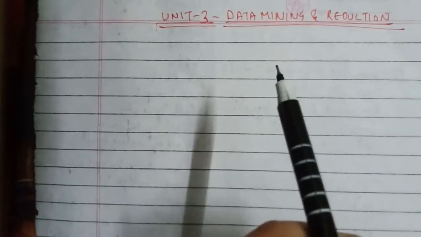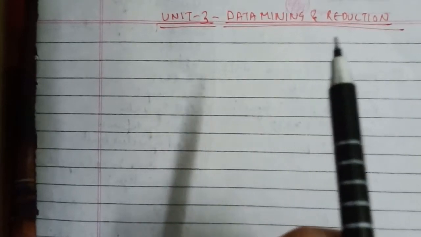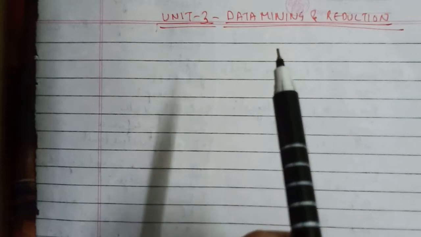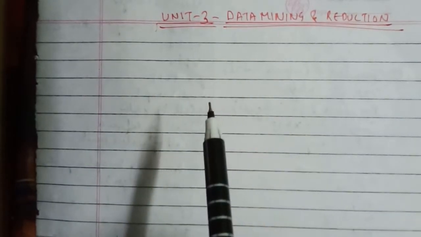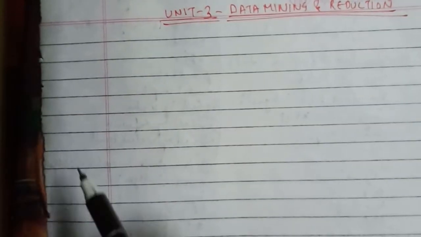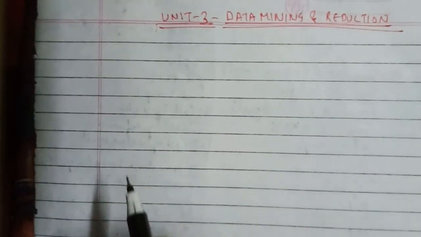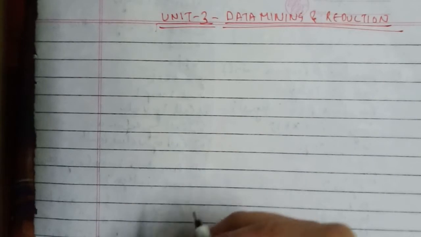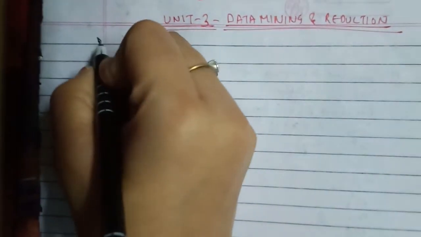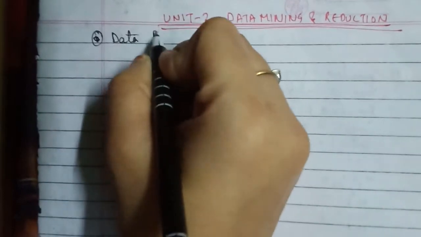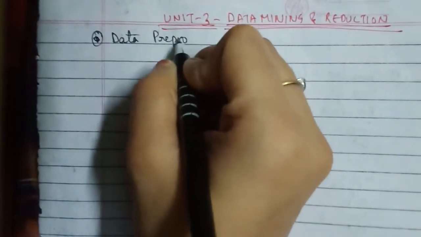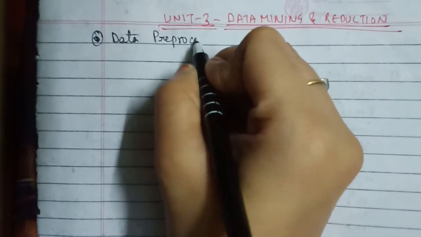In terms of data reduction, it is used to obtain a reduced representation of the data in a smaller volume while maintaining the integrity of the original data. Now we'll talk about it in detail here. What do you mean by data pre-processing? Data pre-processing.